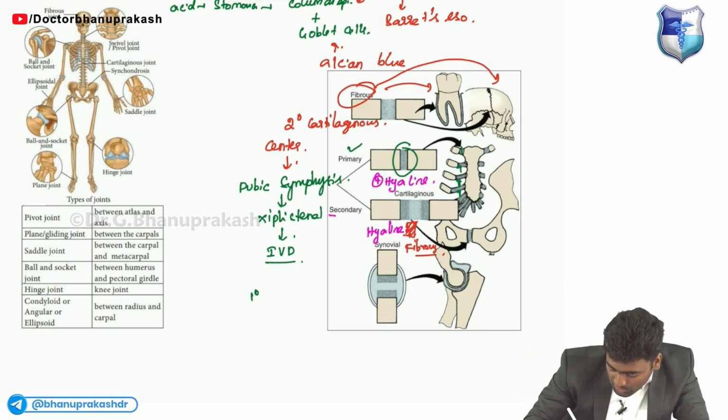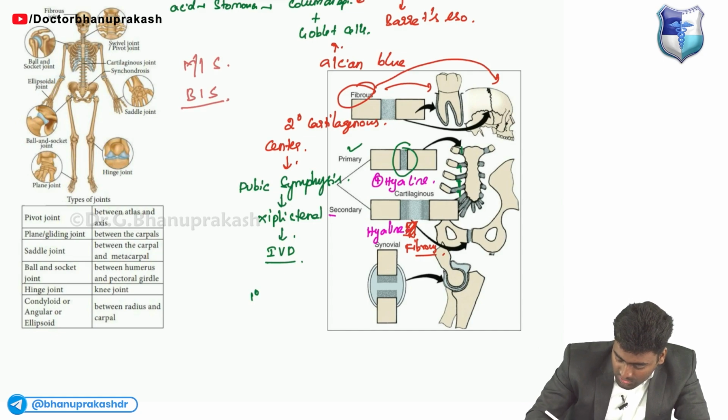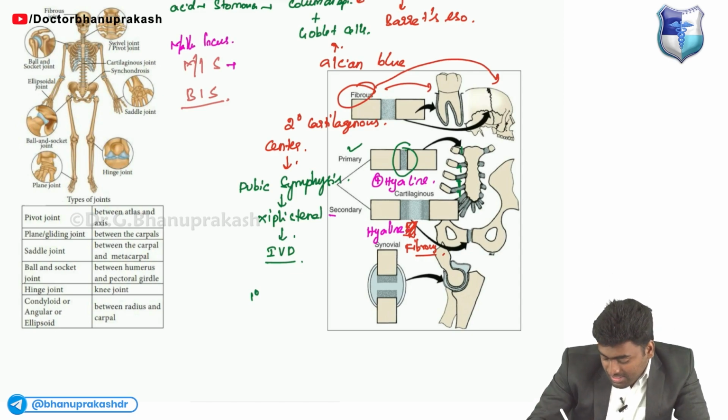So see, there are two joints in here. Remember them. If you see this first joint, between this malleus and incus, what is it? It is the saddle joint.